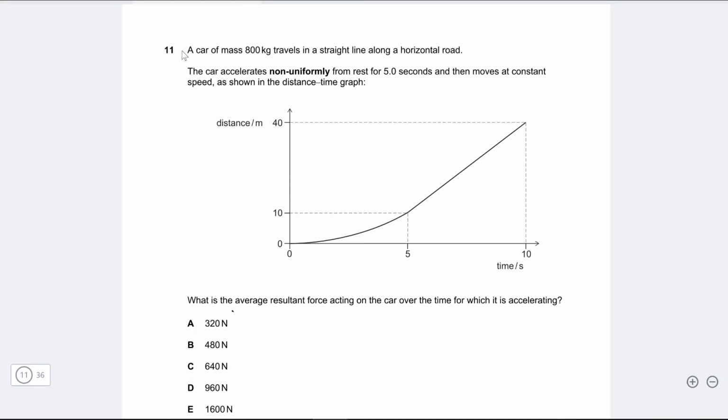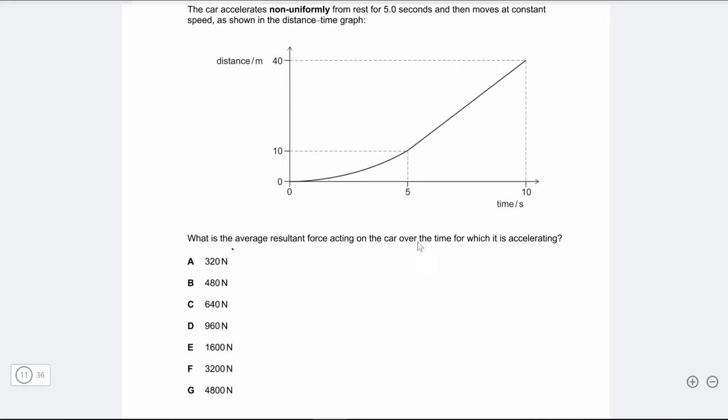Okay, next physics question, which is question 11. We have a car of mass 800 kg traveling in a straight line along a horizontal road. The car accelerates non-uniformly from rest for 5 seconds and then moves at constant speed as shown in this distance-time graph. What is the average resultant force acting on the car for the time for which it is accelerating?